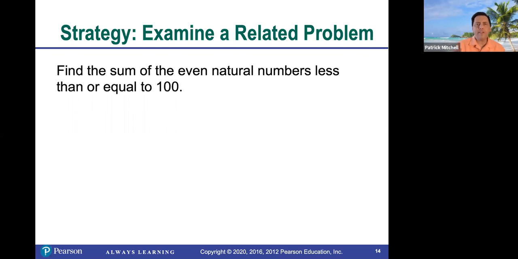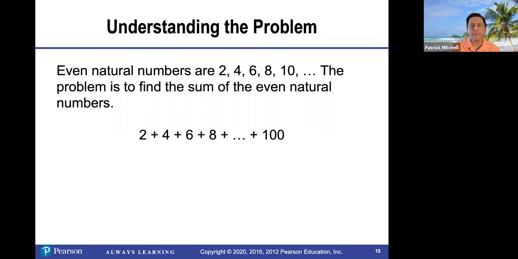All right, so here's an example. We're going to try to apply the trick that we just learned. So the problem is to find the sum of the even natural numbers less than or equal to 100. So in other words, find the sum 2 plus 4 plus 6 plus 8 all the way up to 100.